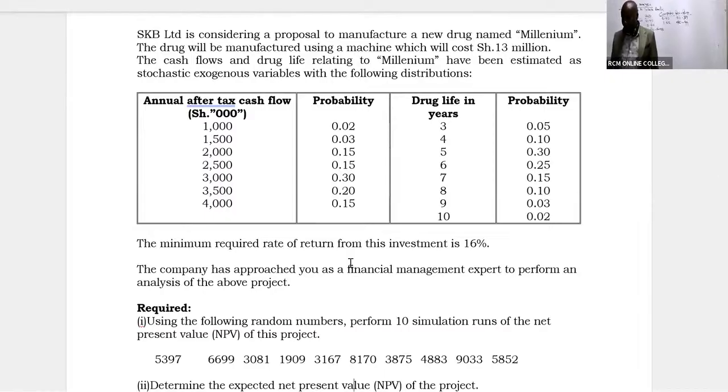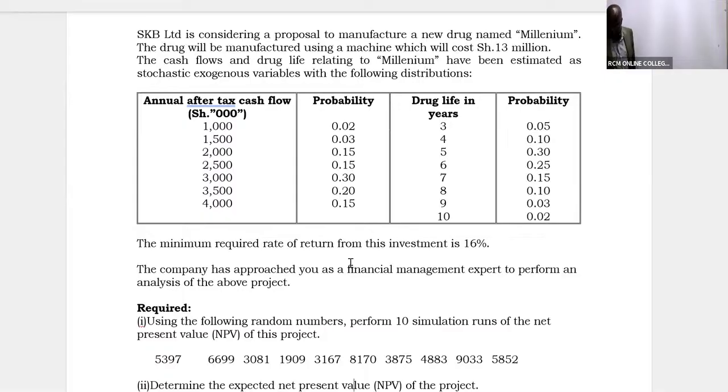And then they're telling us that the minimum required rate of return is 16%. The company has approached you as a financial management expert to perform an analysis of the above project. Required: using the following random numbers, perform 10 simulation runs of the net present value of this project. This is an examiner who is wishing you success. You'll be able to get all the marks. These are good examiners, those examiners who are not sadists. They wish you success. And there are not very many on earth.